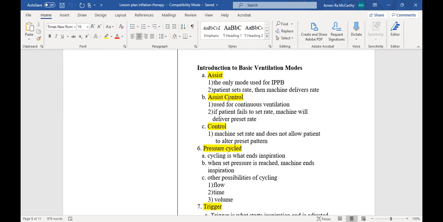Well, you might not be able to do 40 right off the bat, right? That's a lot of pressure. You might have to start a little low and work your patient up to that 40 centimeters of water, right? And so that's how you have to really coach your patient.